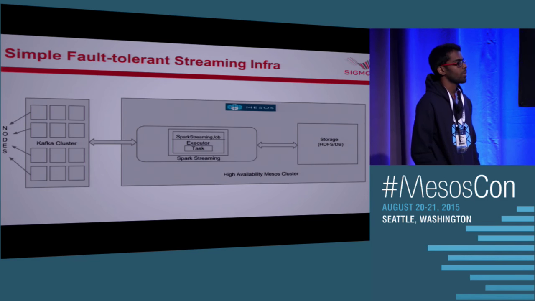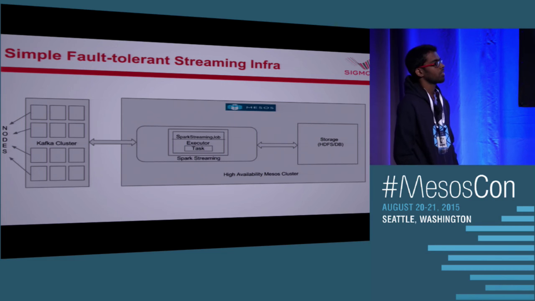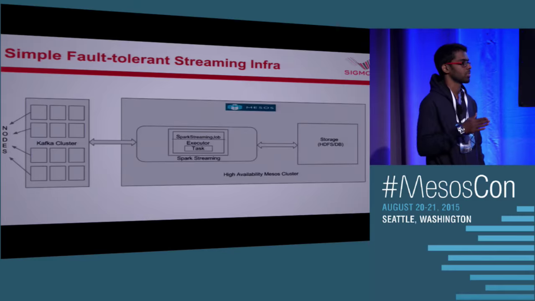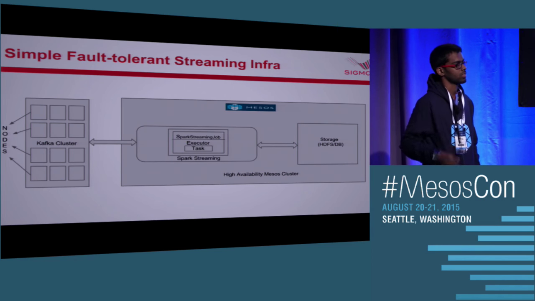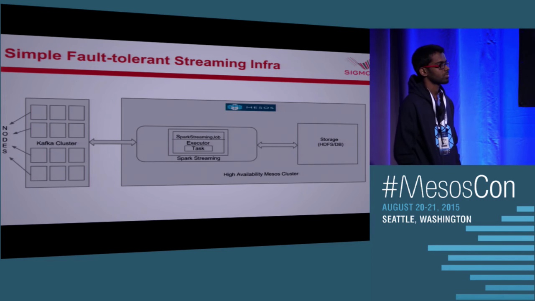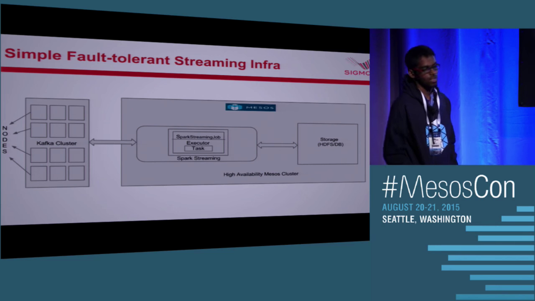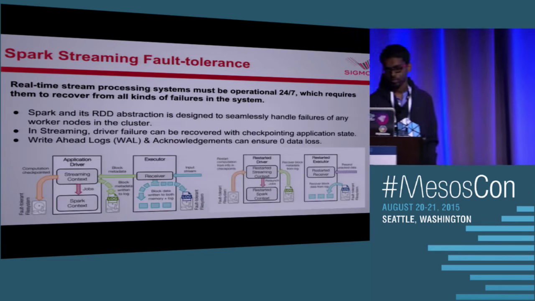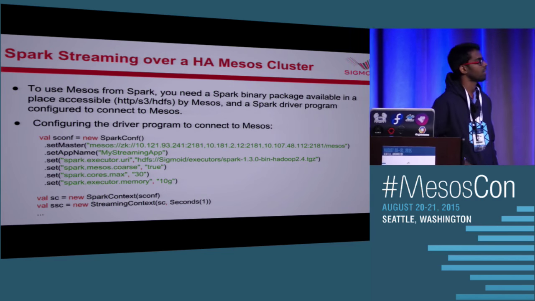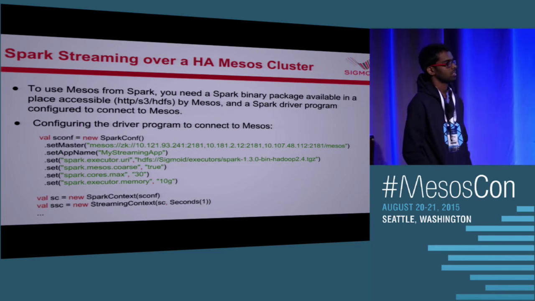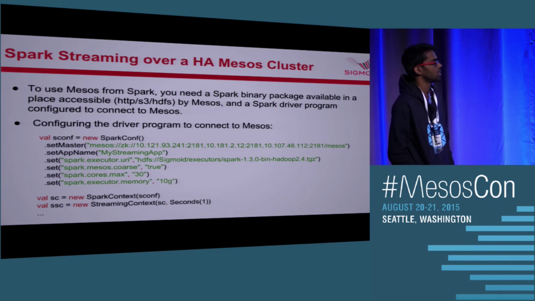Yes, that happens when you put it in fine-grained mode. When you are running in coarse-grained mode, you can actually set the number of resources that you want. You can partition the resources for your Spark job. Sure, I can show you that, actually. Here I am specifying the resources, so my job will always occupy 30 cores and 10 gigabytes of memory.